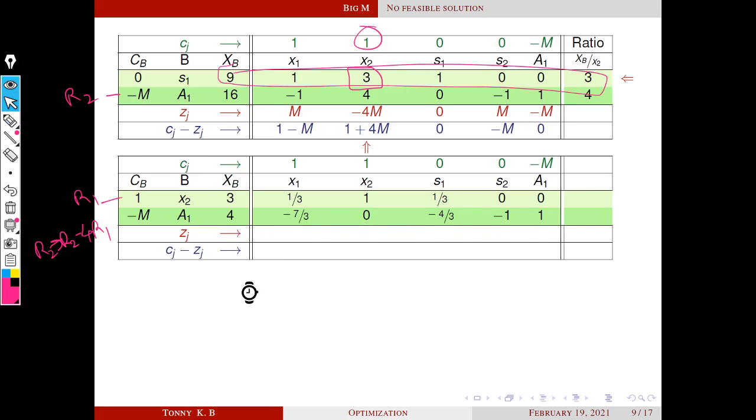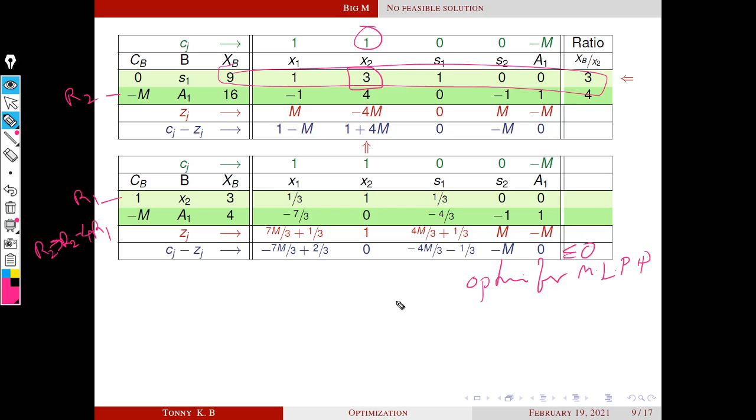Then we have to find the Zj's, then the Cj minus Zj's. Is it an optimum table? Yes, this is an optimum table for the modified LPP because all the Cj minus Zj's are less than or equal to 0. My question: so this is optimum for the modified LPP. Is it optimum for the original LPP?